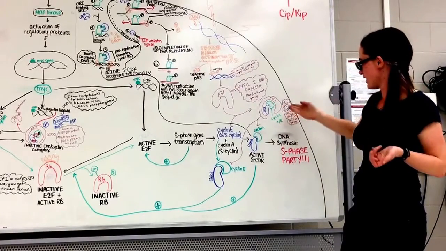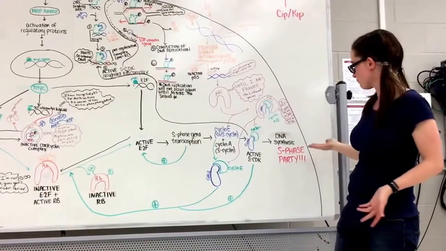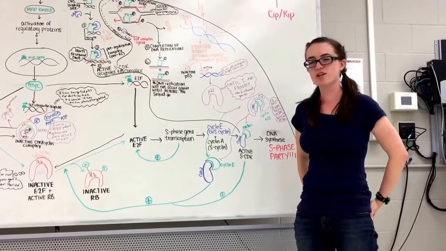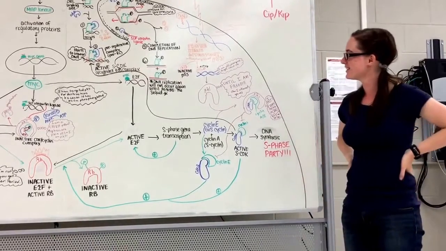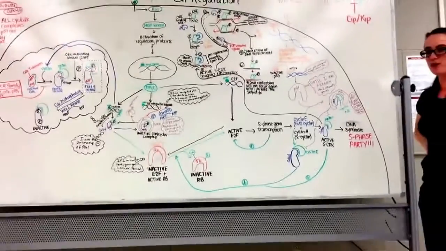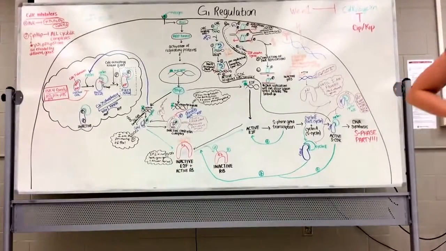So if it's in the P21 jail, it cannot continue with its DNA cell cycle thing. The S phase party. Can't join the party. Yeah. Cool. And that's G1 and part of S. And that was DNA replication. Easy, right?